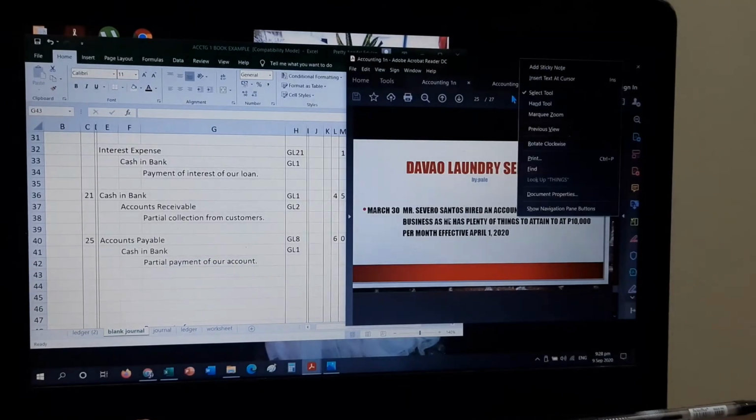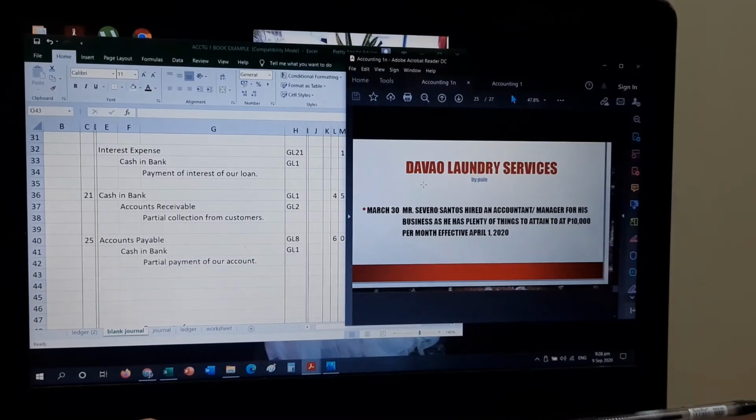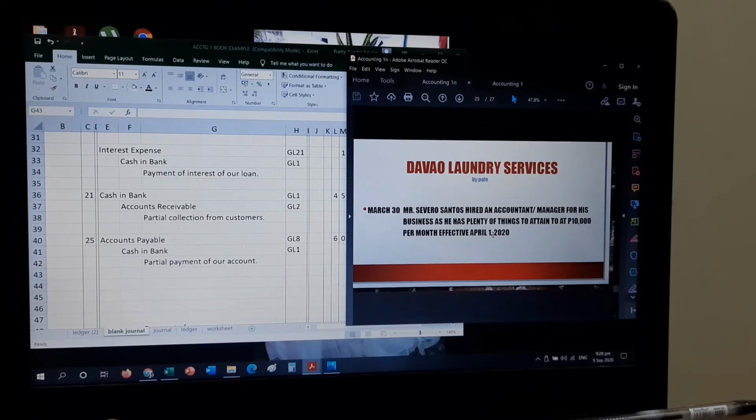Next transaction. March 30. Mr. Severo Santos hired an accountant or manager for his business as he has plenty of things to attend to, at 10,000 per month effective April 1, 2020. Go back to the definition of accounting. The first one is recording. So what is part of recording? If you could recall, we have identifying, analyzing, and measuring.